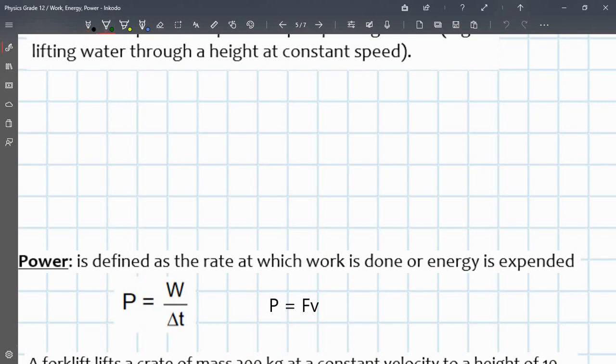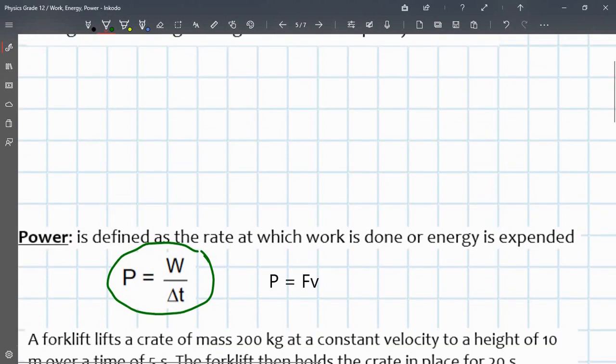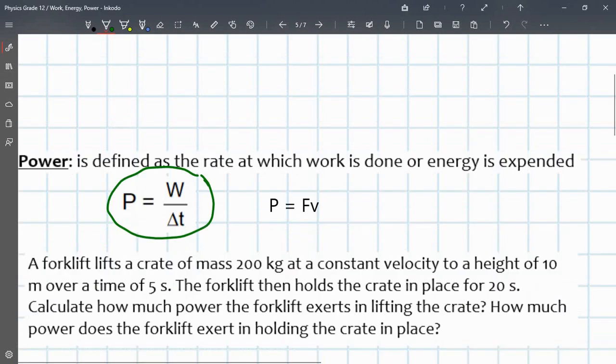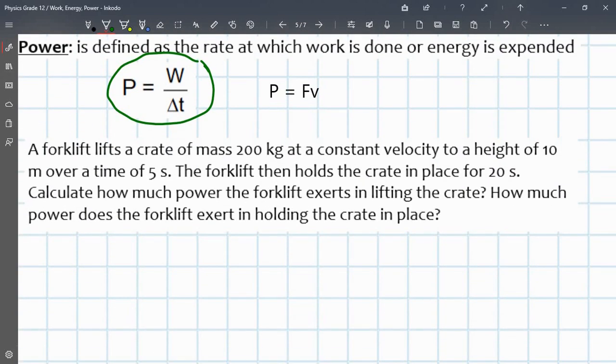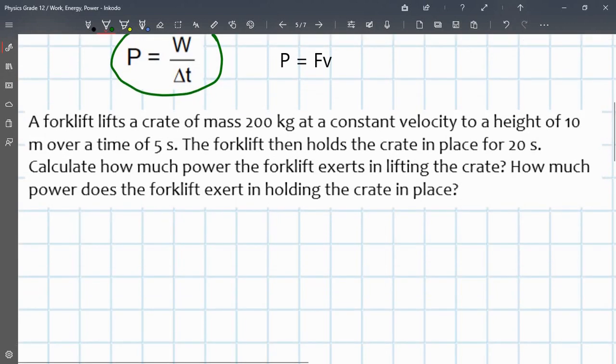The main definition is shown here. I'll just circle it in green. From the definition we get this formula, the rate at which work is done. It can also be proven that the average power is equal to force times average velocity. This is a proof that you don't really need to know, so I'm not going to derive it in this video. We'll just do a quick example on how to calculate power.